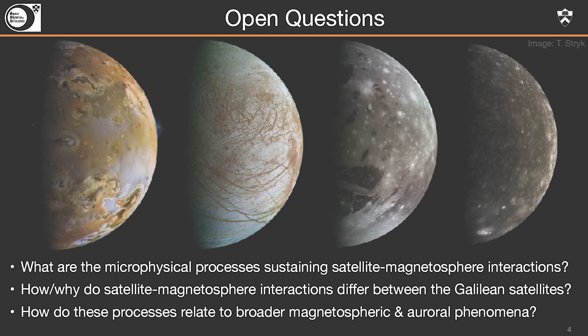So there's a variety of big open questions related to the footprint tail aurora. For example, what are the microphysical processes sustaining these interactions? How and why do they differ between the Galilean satellites? And then how do these relate to broader magnetospheric and auroral phenomena and extend our understanding of auroral processes?